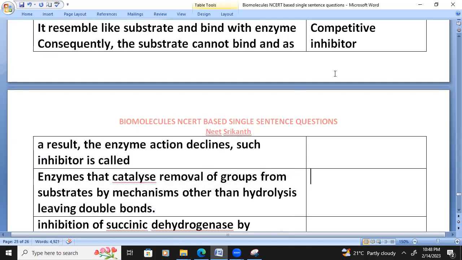Enzymes that catalyze removal of groups from substrates by mechanisms other than hydrolysis, leaving double bonds, are lyases.